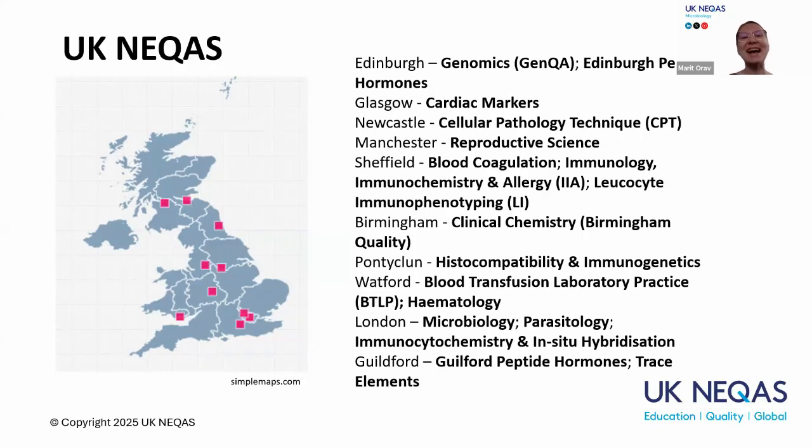And of course, when it comes to point of care testing, not all disciplines do offer EQA specific to point of care testing. But the centers you should be familiar with in point of care is, for example, Edinburgh peptide hormones, cardiac markers, blood coagulation. And we also have Diane here representing them today. Then clinical chemistry, also maybe better known as Birmingham quality, blood transfusion, hematology, and then microbiology and parasitology.